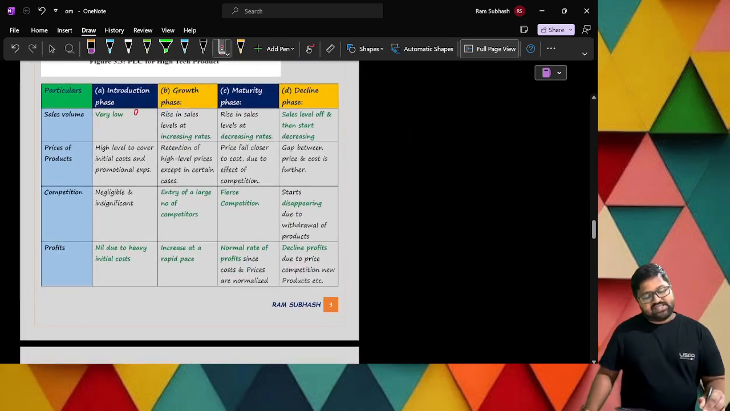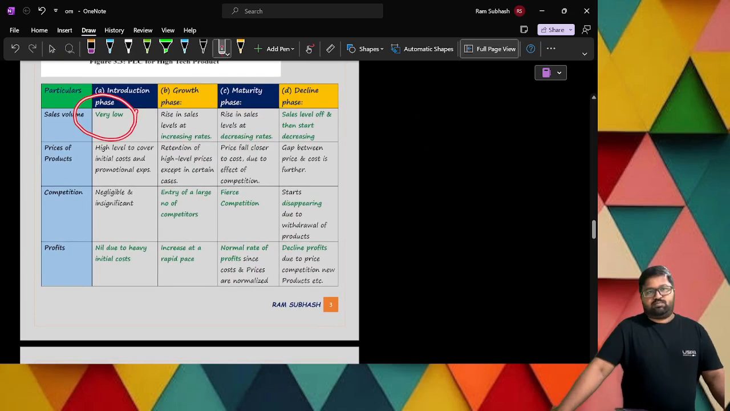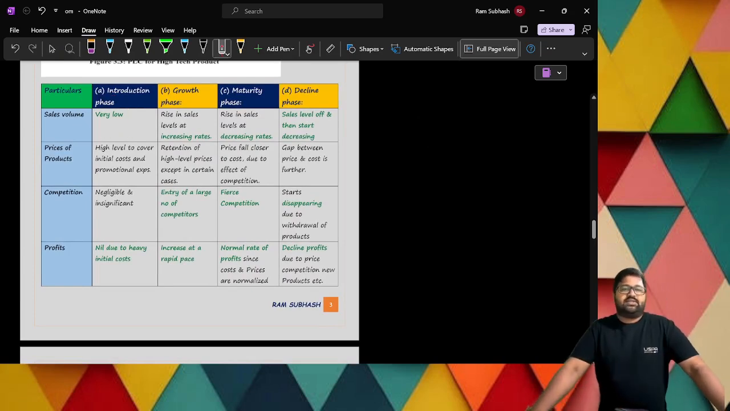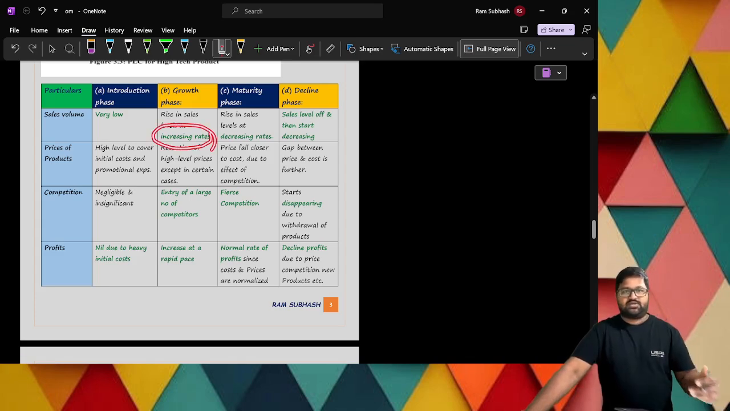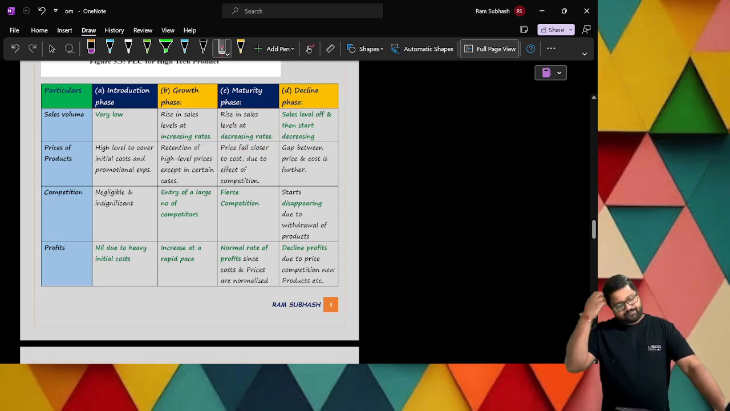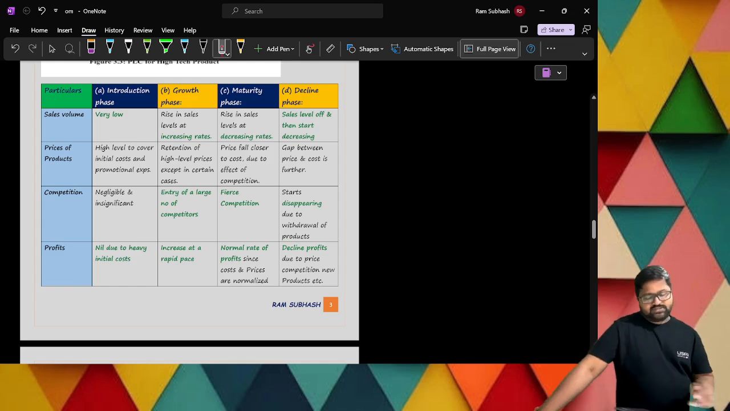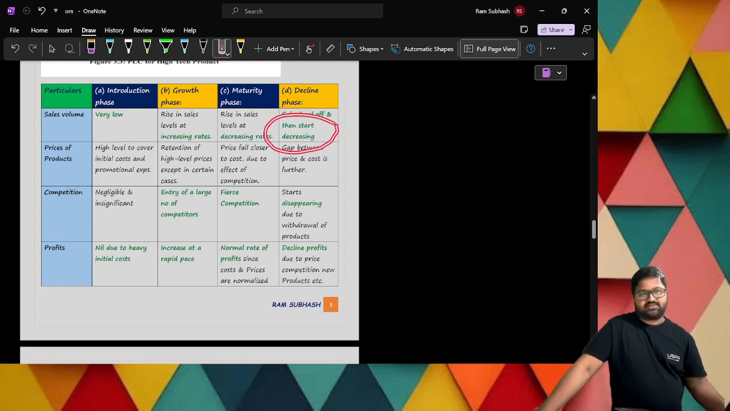First, sales volume will be very low because in the initial stage the customers are not aware of the product. Next, sales will increase at an increasing rate; that is the growth stage. In the third stage, the sales will be at a decreasing rate. In the last stage, the sales will decrease.